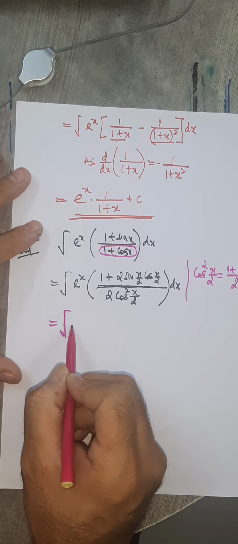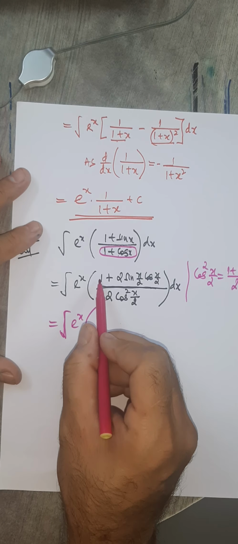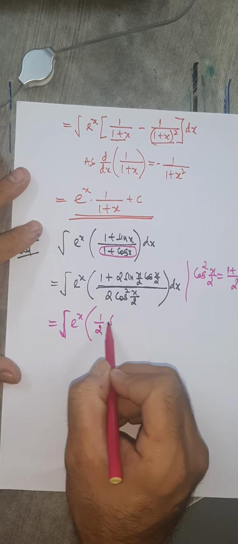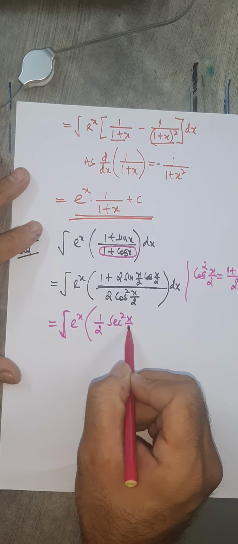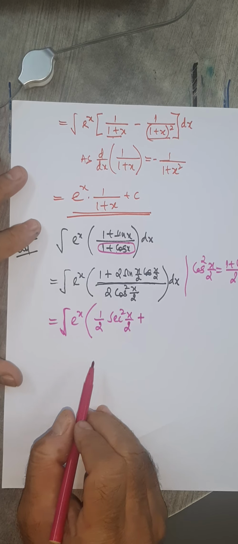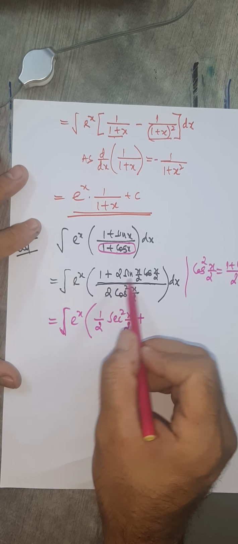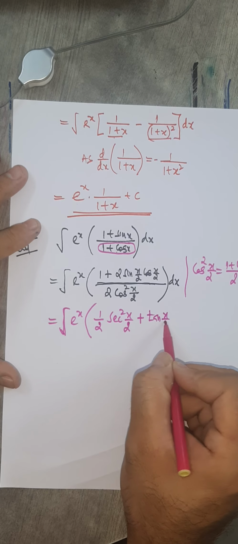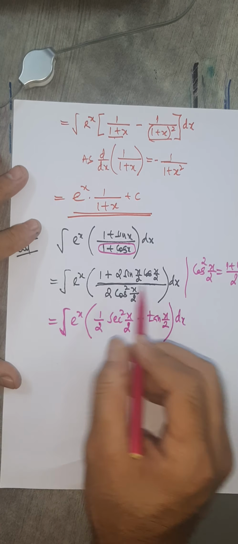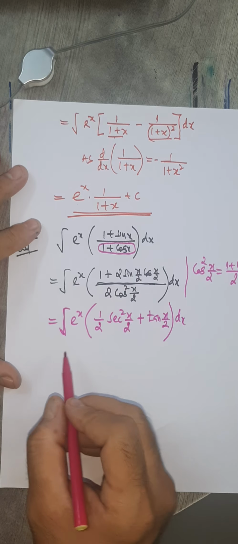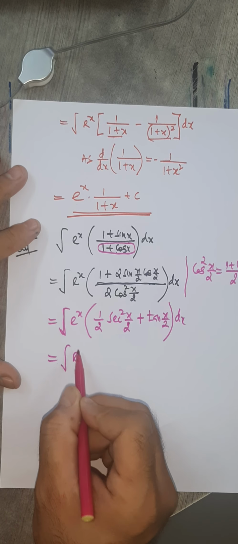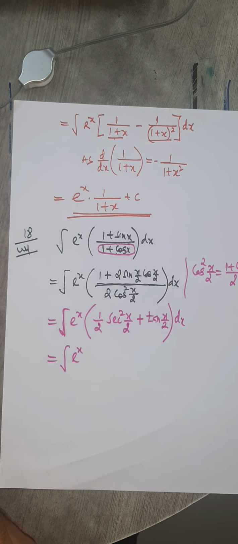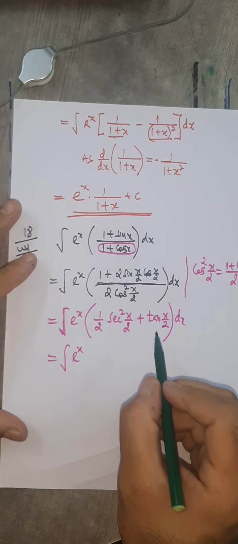Immediately you will realize, if I do individual division, these upon this, that is half 1 upon cos square, which is sec square x by 2, plus here 2 will go away, 1 cosine will get cancelled, so this is just tan x by 2. Individual division, 1 upon this and this upon this, so this is equal to e raised to x. Oh, now you are through, I think. This is nothing but f.